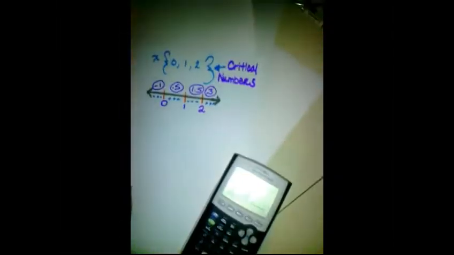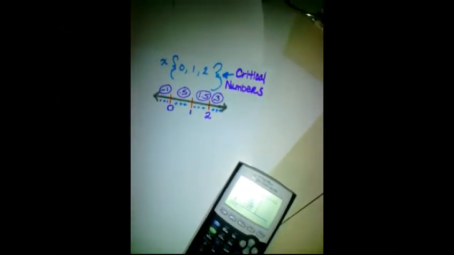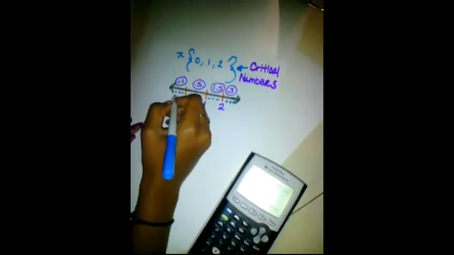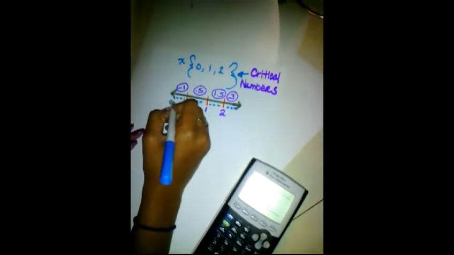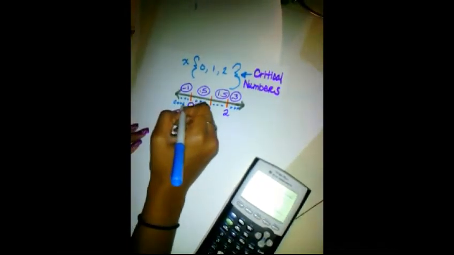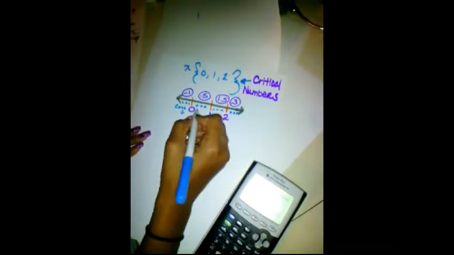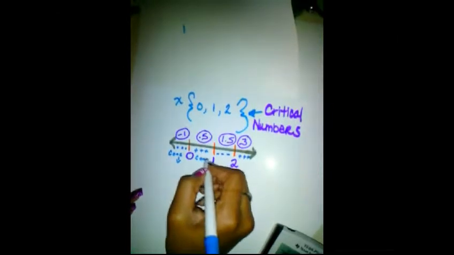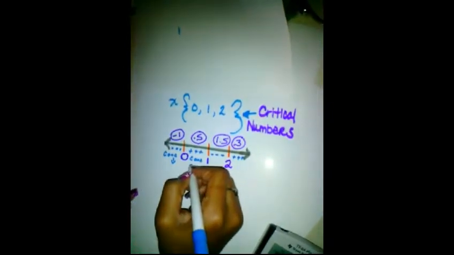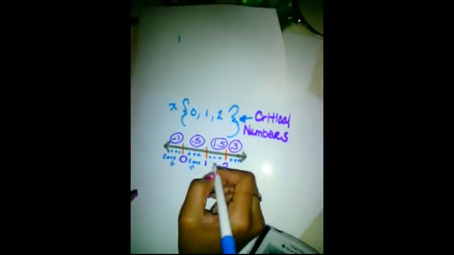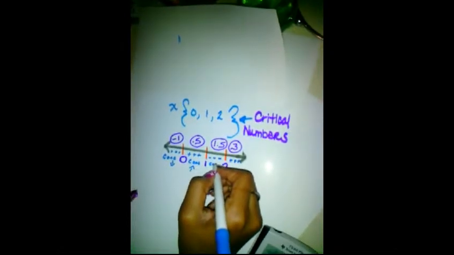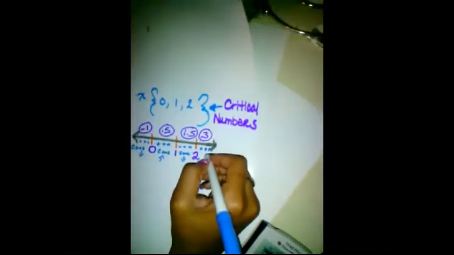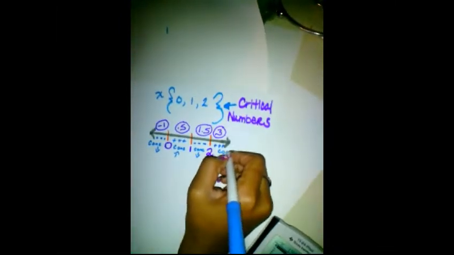And now we have to label concave up and concave down. This is negative, so it's going to be concave down. This is positive, so it's concave up. Negative, so we got concave down. Positive, concave up.